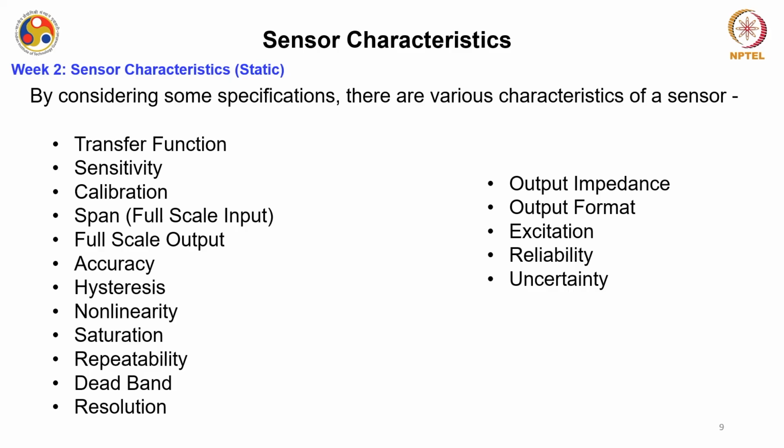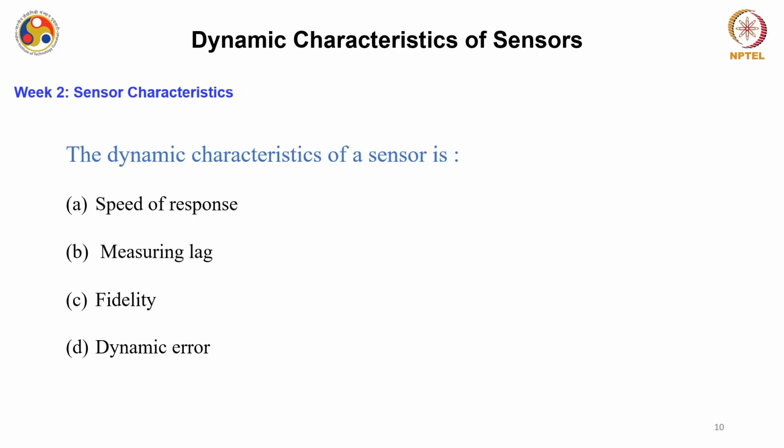So transfer function, then we have also seen the sensitivity, the calibration itself. Span, which was also called full scale input. We also talked about full scale output, accuracy, hysteresis and hysteresis error. Non-linearity, saturation, repeatability, deadband, resolution, output impedance and input impedance of the sensors, output format of the signals, excitation, reliability and uncertainty. We have seen more or less these characteristics during our discussion of module 2.